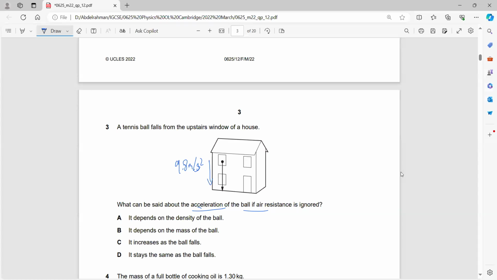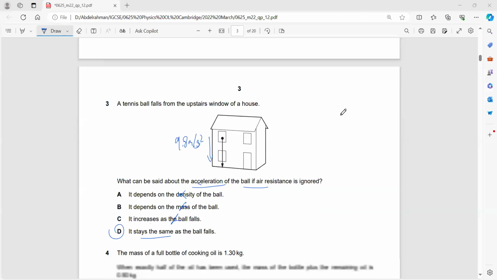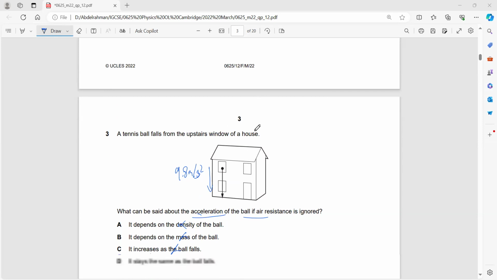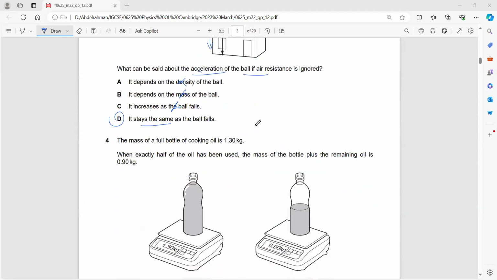So if you have a free falling object, the acceleration would be constant. It depends on the density. No. It depends on the mass. No. It increases. No. It stays the same. Yes, thank you. It definitely stays the same, 9.8 meters per second squared, as long as you can ignore the air resistance.